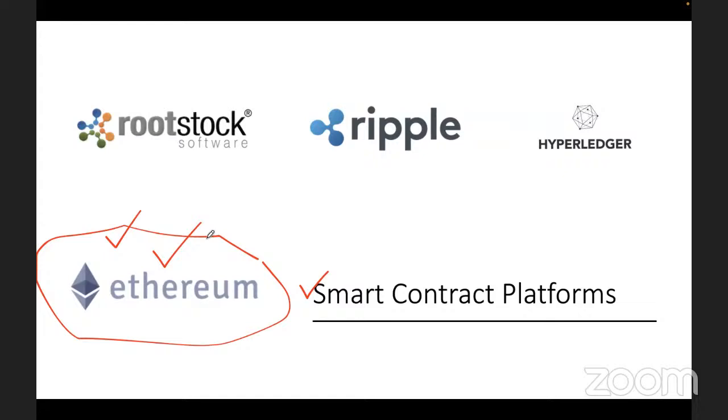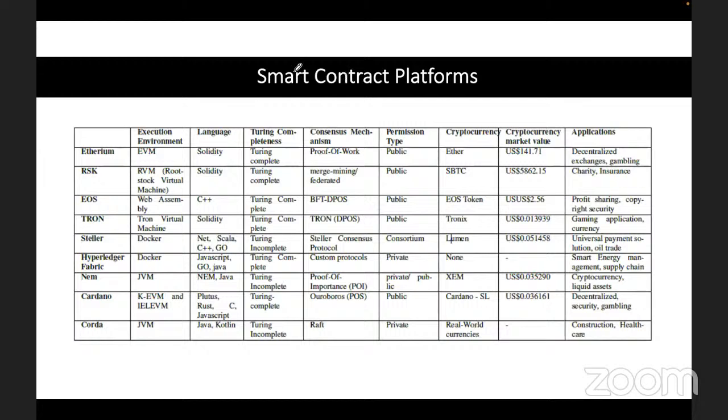If you feel more comfortable with Ethereum for writing the smart contract, then you can move to Hyperledger, because certain functionalities of Hyperledger are not open source. For that you need to pay, you need to use the subscription model of Hyperledger. And Ripple, Rootstock, these are other platforms which you can use in order to build the smart contract.